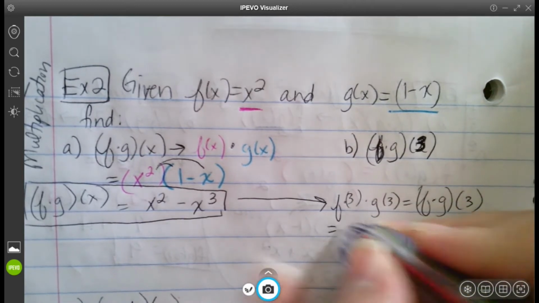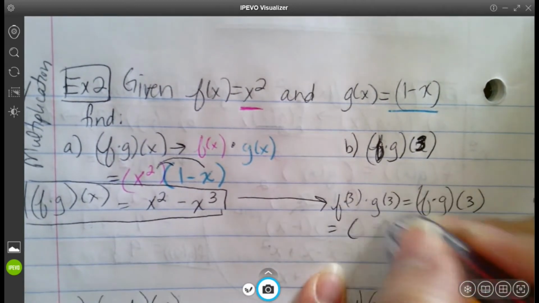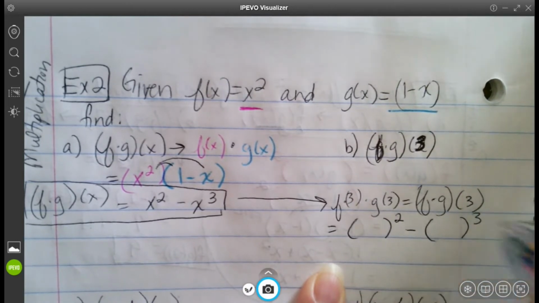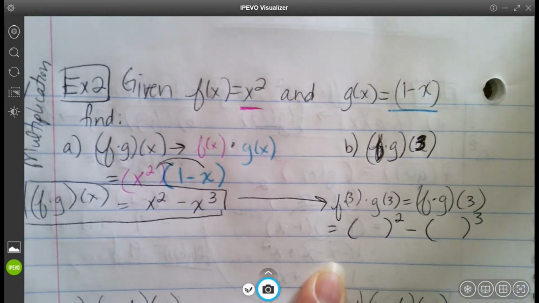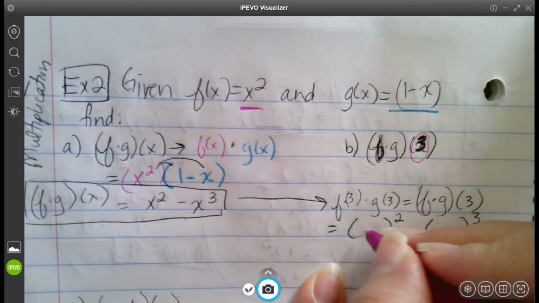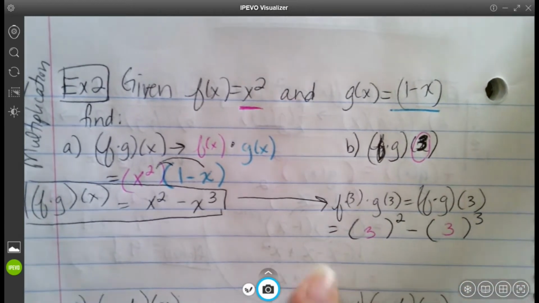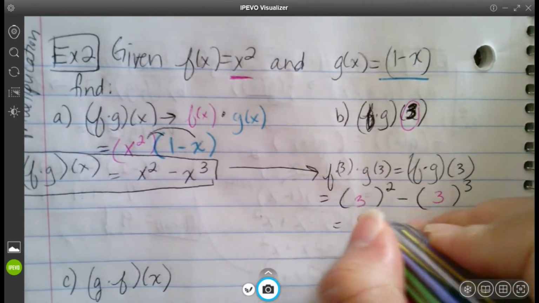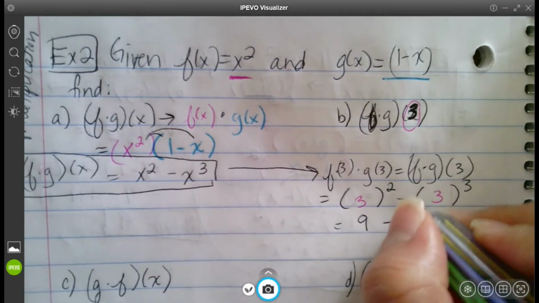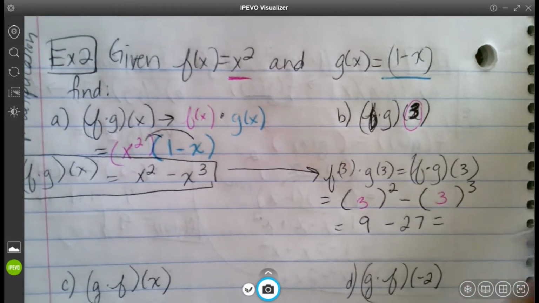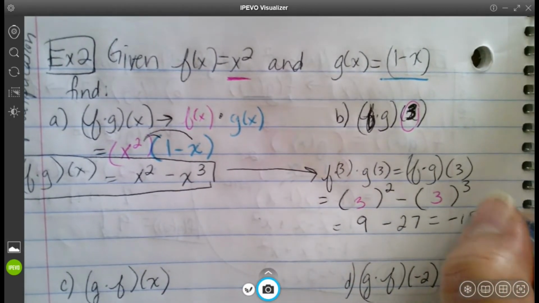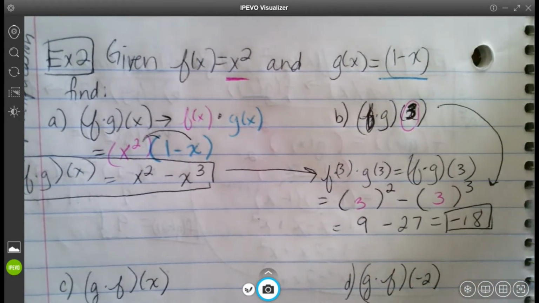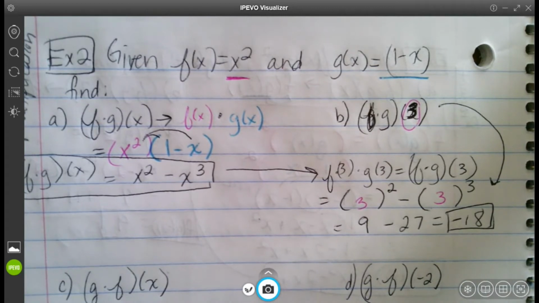Okay, so what I'm going to do is take this function, and instead of my x's, I'm going to put a parentheses, and then inside that parentheses, I will put the 3 up here. Okay, so simple calculations. 3 squared is 9, 3 cubed is 27, 9 minus 27 is negative 18. Okay, so this is equal to that. And that's it for that one.